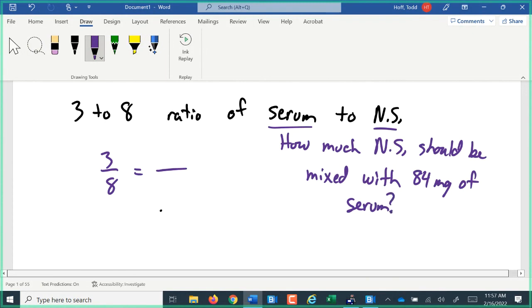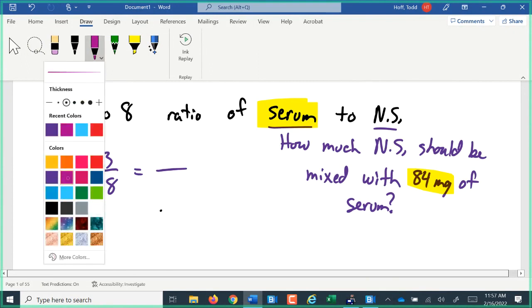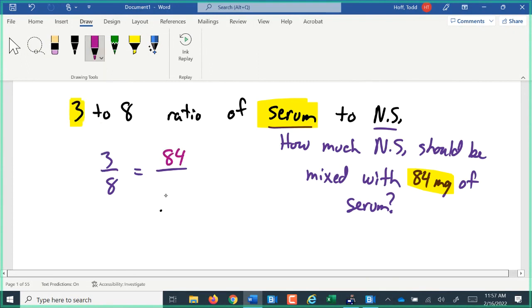So the 84 milligrams here goes with the 3 because that's the serum to saline. So we put 84 on top, and to find this missing number, just like we did with percents back in Unit 1, cross multiply and divide. 8 times 84 divided by 3.